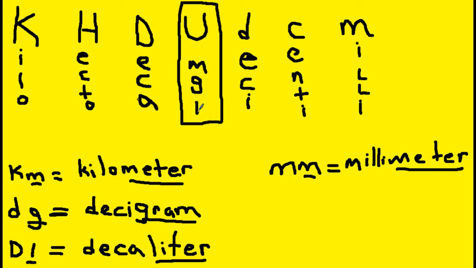Also, you need to know why we use these. Meters is for distance, grams is for mass, and liters is for volume. Whatever unit we're using, this is going to be the suffix, the end. I'll point this out in a second. Little d is for deci, small c is for centi, small m is for milli.